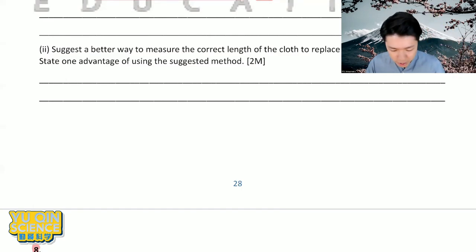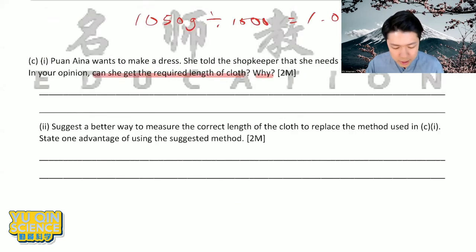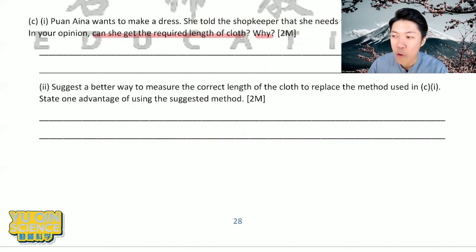Right, so next one, shall we? Suggest a better way to measure the correct length to replace the method and state one advantage. Okay, so we need to measure correct, replace the method. Better way to measure the correct length. And then one advantage of using the suggested method.